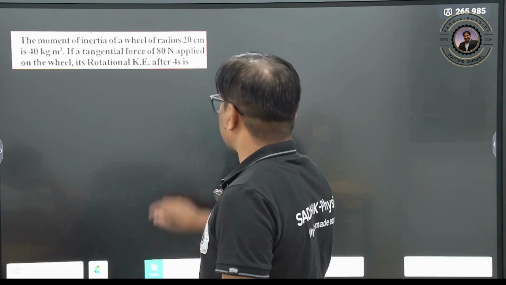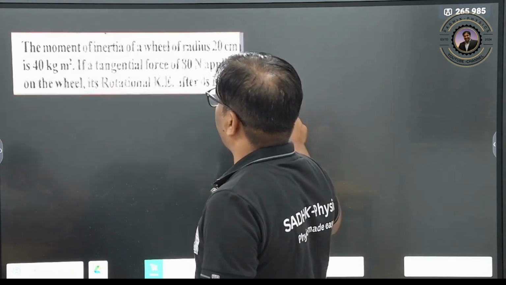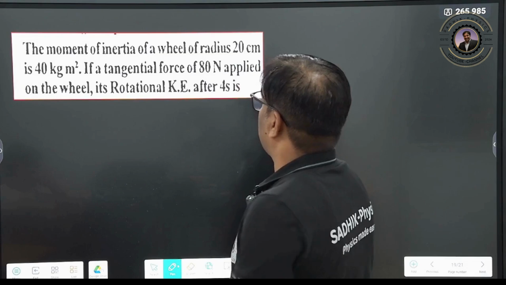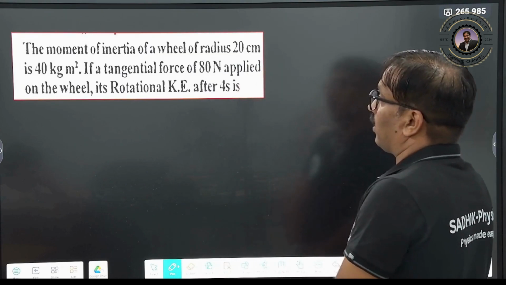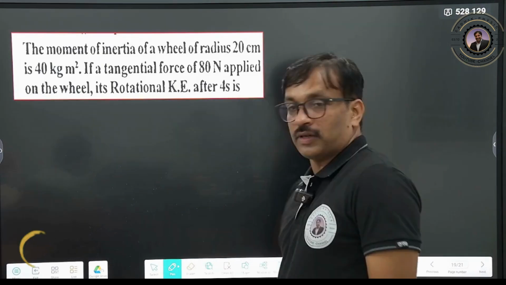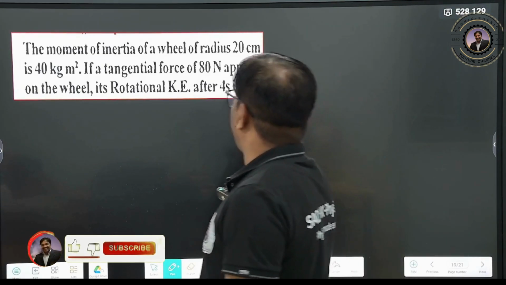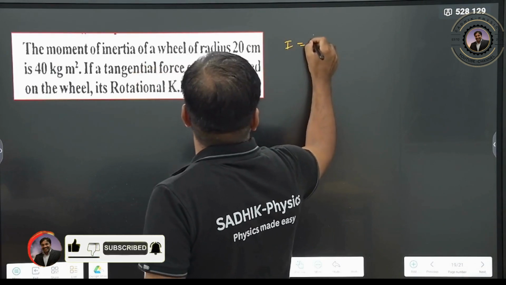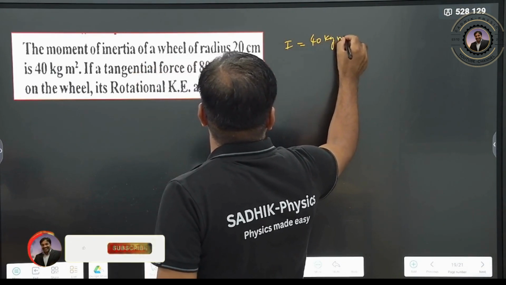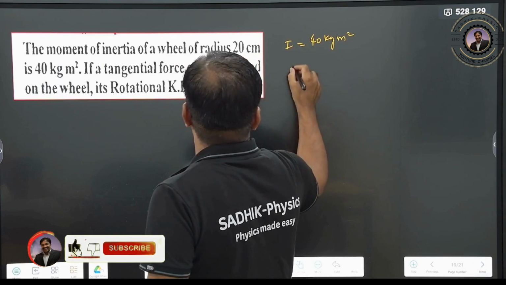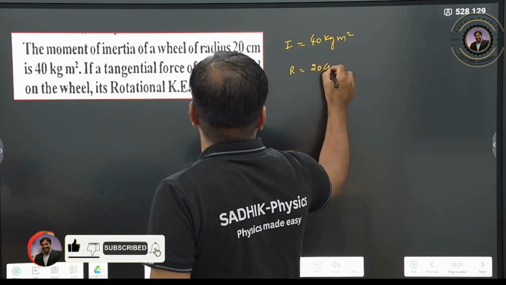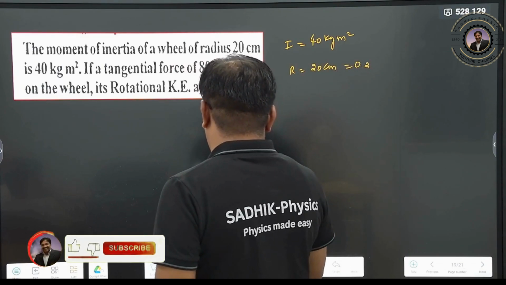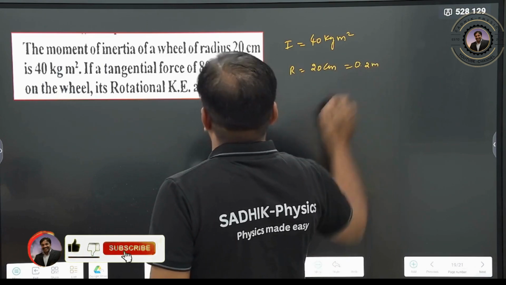Now let us see one more question here, no? Okay, this is the moment of inertia of the wheel of radius 20 centimeter, right? 40. Therefore here moment of inertia is given. What is the moment of inertia given now of the wheel? So that is 40 kg meter square. Clear? So its radius is also given now. How much now? 20 centimeter. That is nothing but 0.2, or 2 into 10 to the power of minus 1, or 0.2 meters.